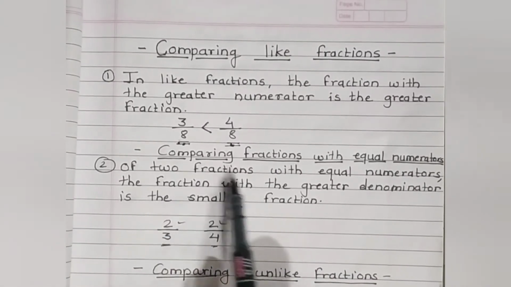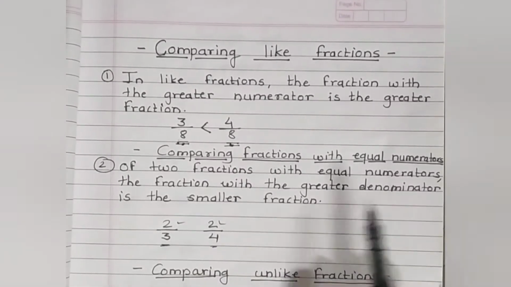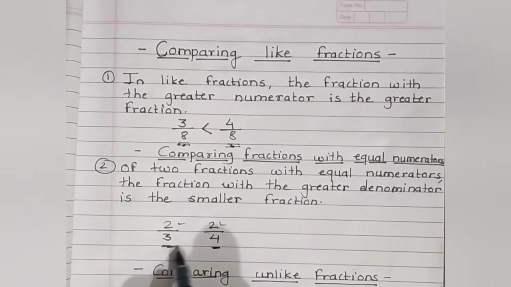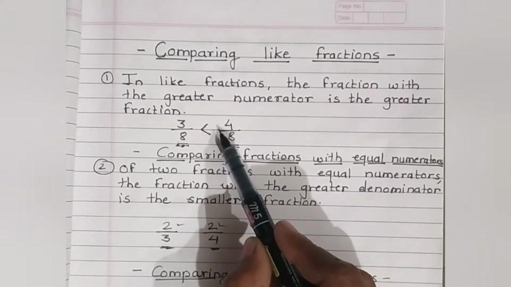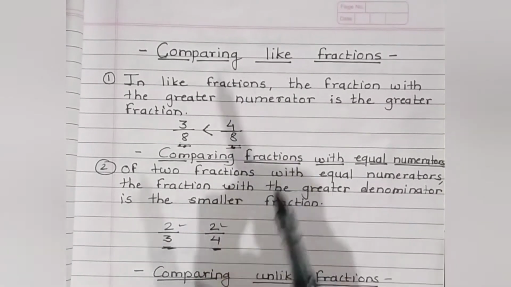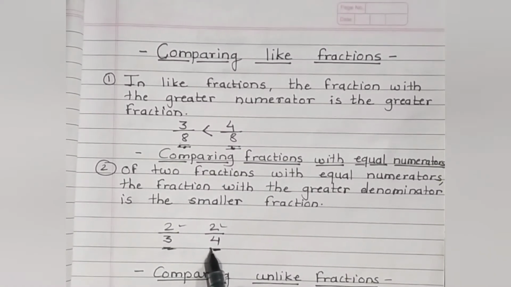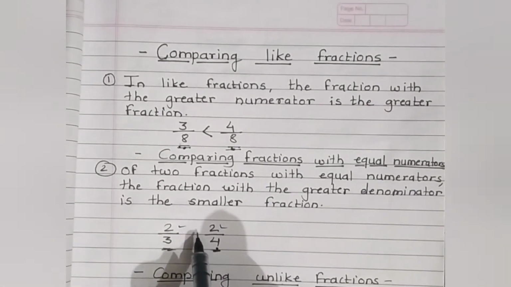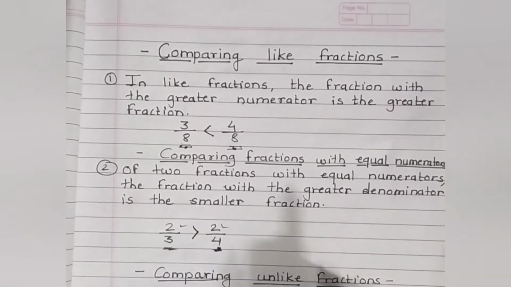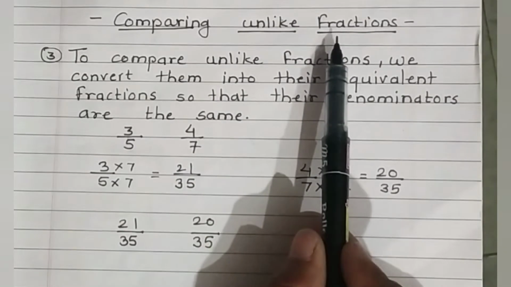Okay, so of two fractions with equal numerators, the fraction with the greater denominator is the smaller fraction. Okay, opposite. Here we have seen that the greater numerator is the greater fraction, and here the greater denominator is the smaller fraction. Okay, this you have to remember. So here is a greater denominator. So that's why this is the smaller fraction. So we can give sign like this because 2/3 is greater than 2/4. Clear? Next point, comparing unlike fractions.